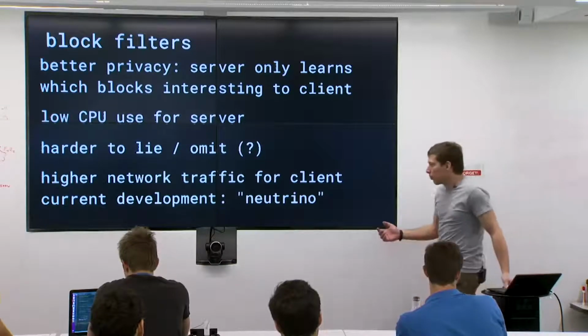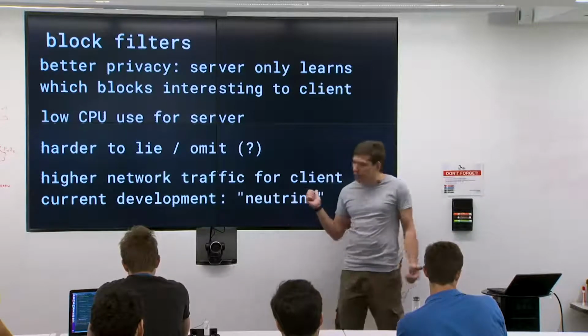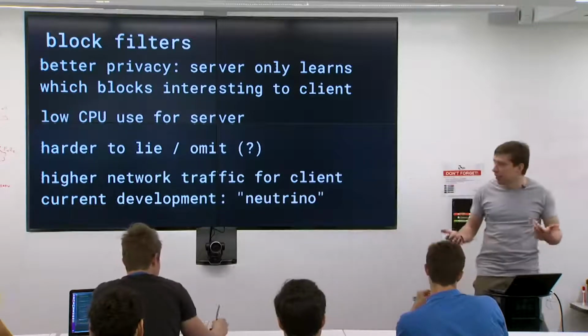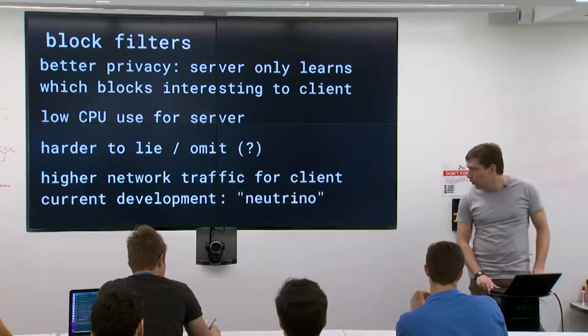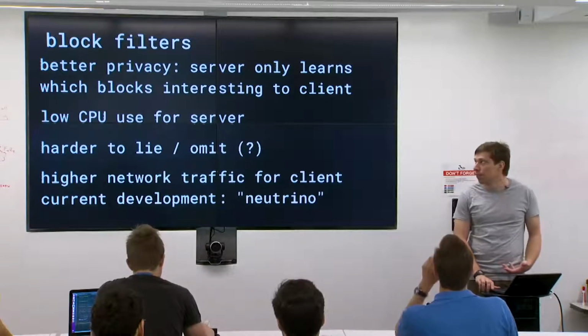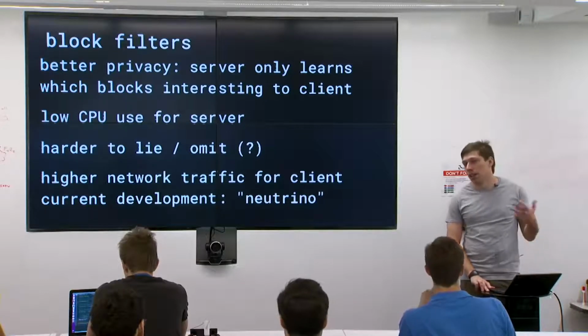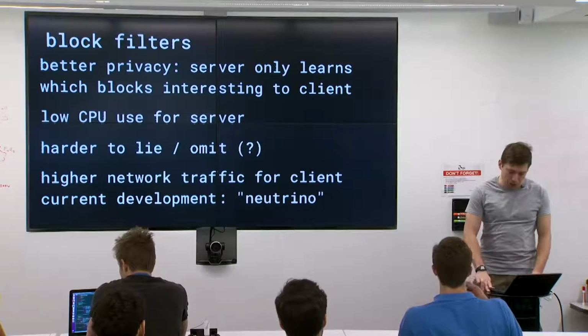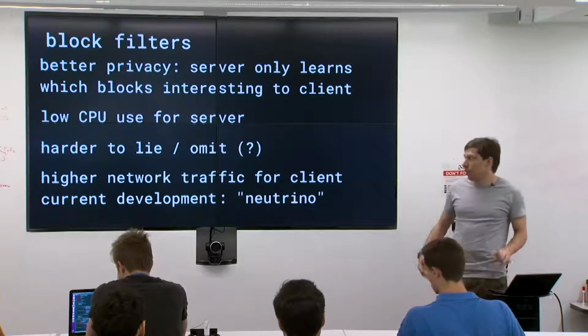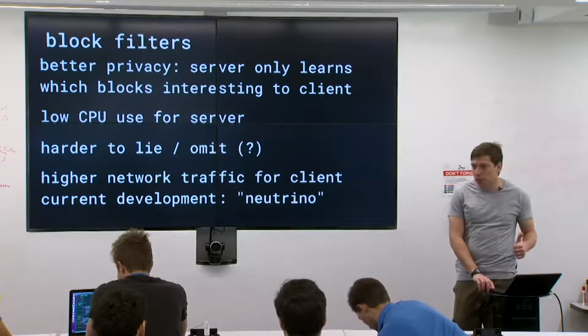So there is current development. Lightning Labs, basically Laolu, is working on something called Neutrino. It's a variant of this. And then hopefully something like this will eventually get into Bitcoin Core itself and replace the current server-side Bloom filter code. Hopefully, but something to work on. Any questions about the Bloom filter stuff?